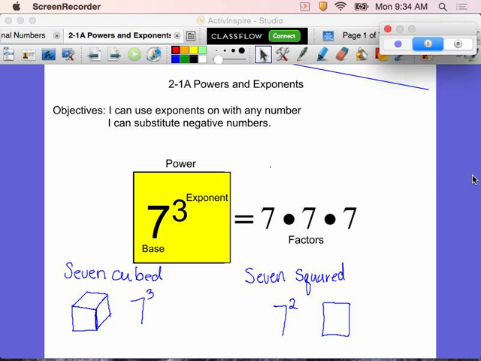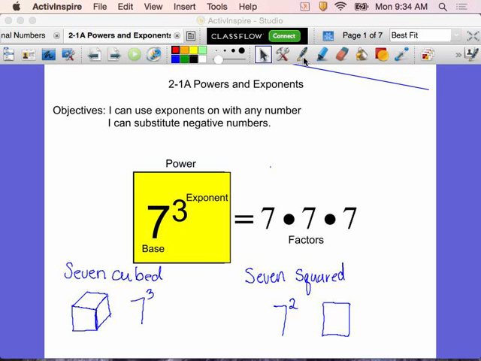So we're going to focus on some fractions and negative numbers and things like that. And then your other objective is to be able to substitute negative numbers. Just reviewing our vocabulary, the whole thing here in the box is a power. Then you've got your base, which is the number that is being repeated. It's your factors over here. And then the 3 is the exponent, and that's how many times you repeat your factor or your base.